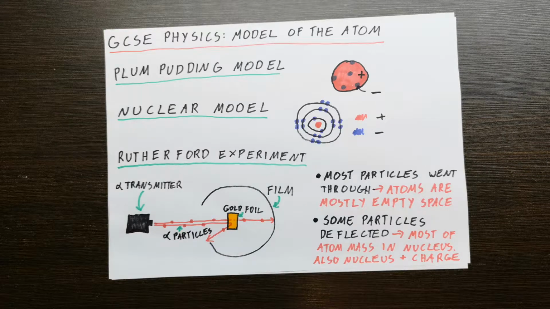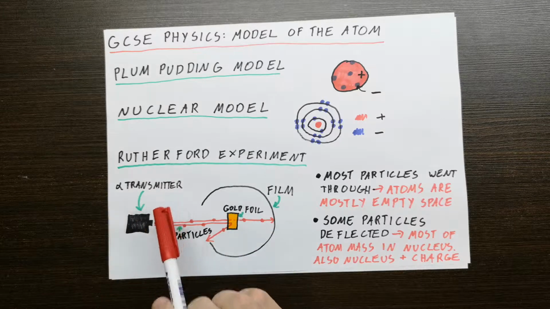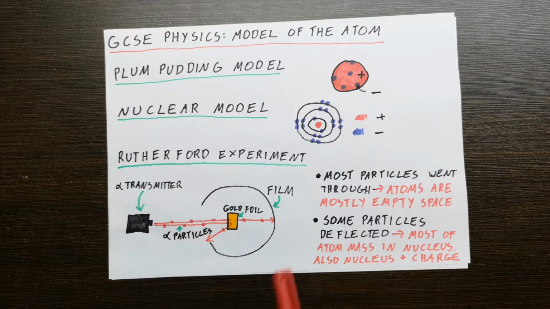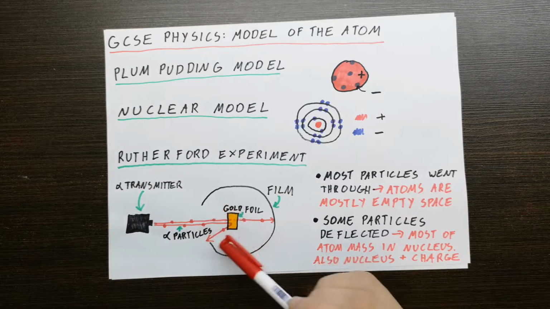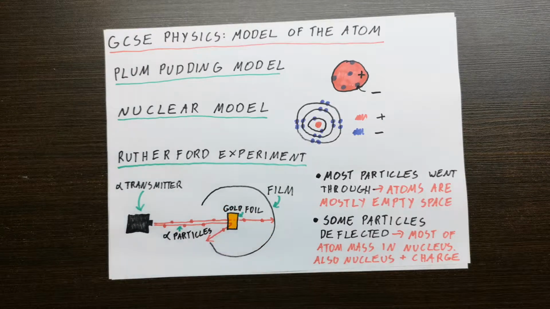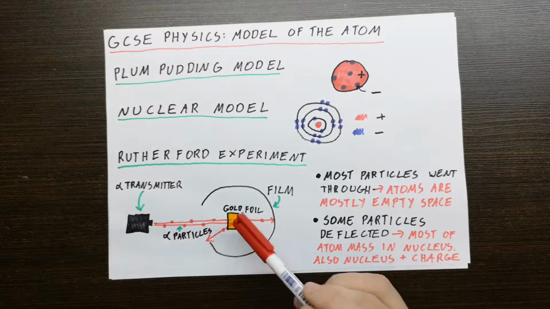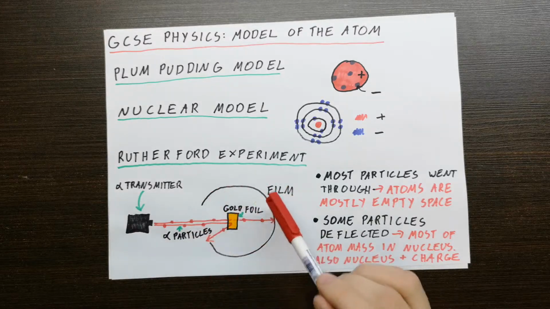Rutherford devised this experiment to explore what atoms really look like. It's a really good experiment because it's very indirect in a way. It is a very simple design, but it actually tells us a lot about what atoms look like in reality. So here's the experiment. We have an alpha transmitter shooting out alpha particles, and in front of that transmitter we have a golden foil, and around that golden foil we have a film.